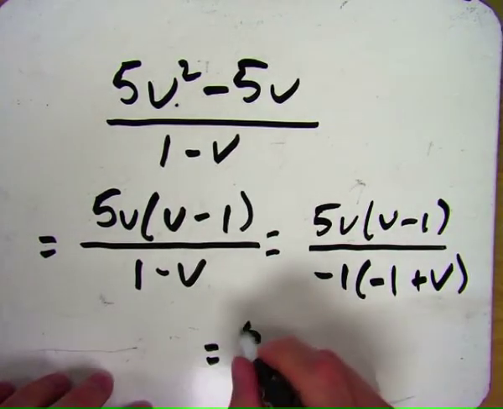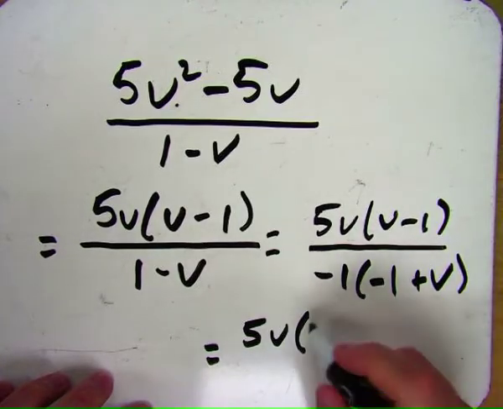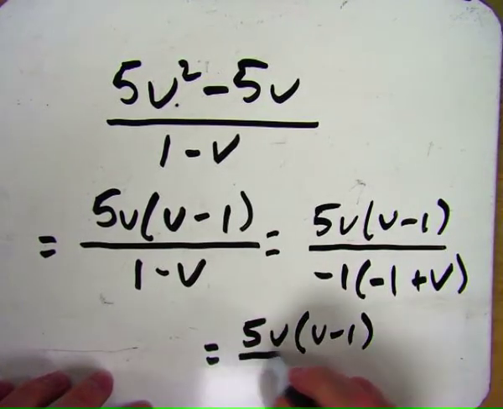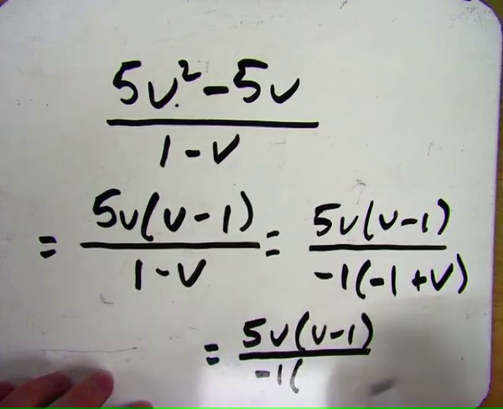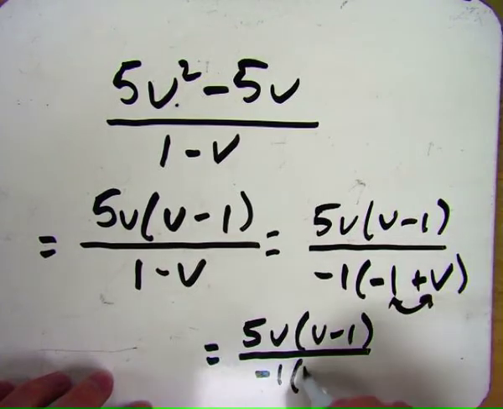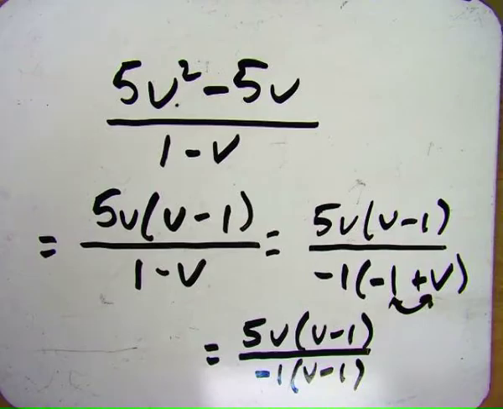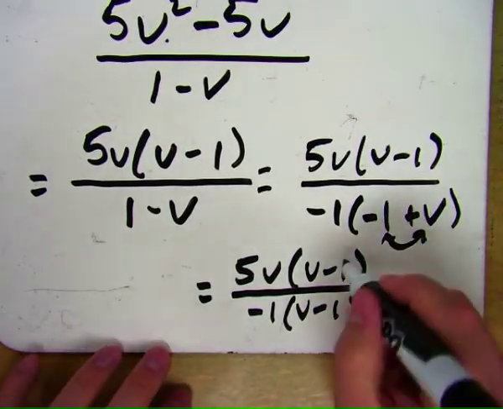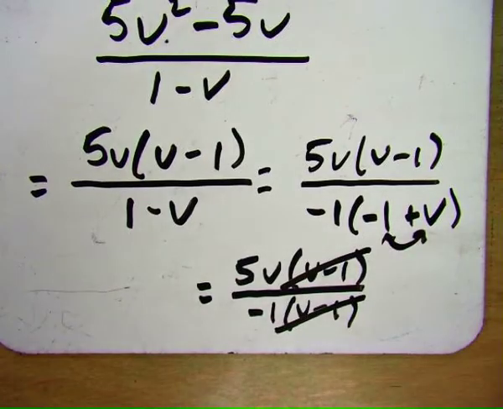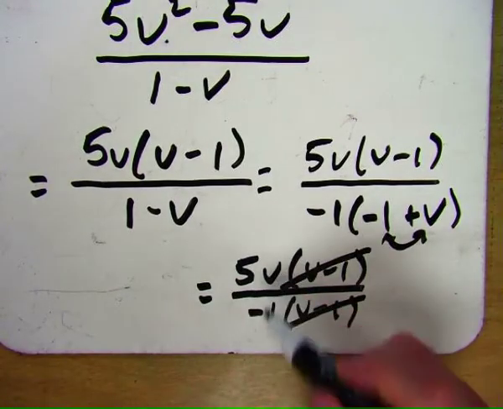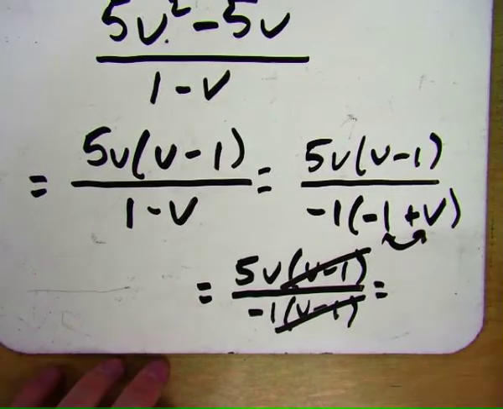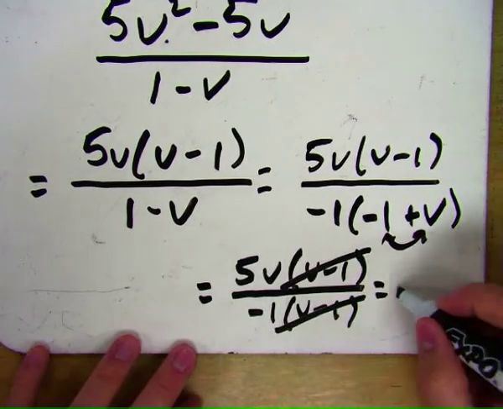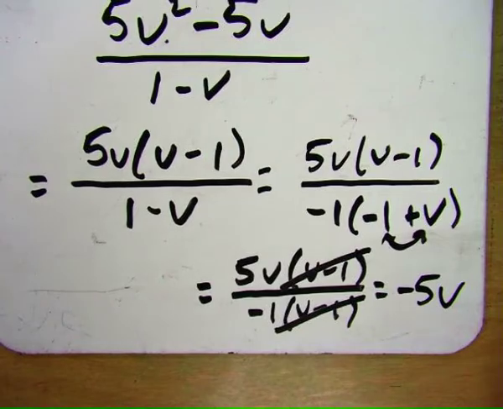So I could rewrite that as 5v times v minus 1 all over negative 1. And I'm just going to flip these around. That's okay, v minus 1. Now that's where the fun starts happening, because v minus 1 is over v minus 1. You can cancel those. And what's left over is 5v over negative 1. Now if I just do 5 divided by negative 1, that's negative 5v. Okay, so don't feel bad if you didn't get that one right away. You'll get used to it.